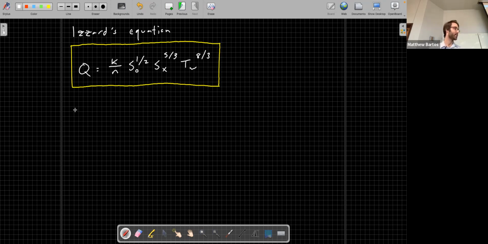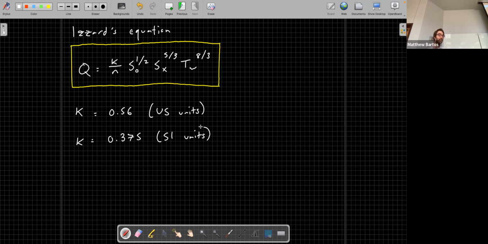K is a constant equal to 0.56 for US units, and K is equal to 0.375 for SI units. But this gives us a way of relating the discharge in the gutter, the discharge for an expected storm event of a given recurrence interval, to the expected spread in the gutter, which is what we're going to be using for the purposes of design.